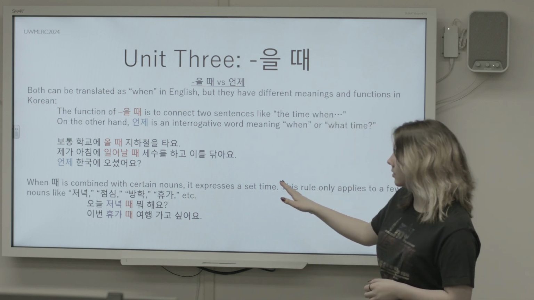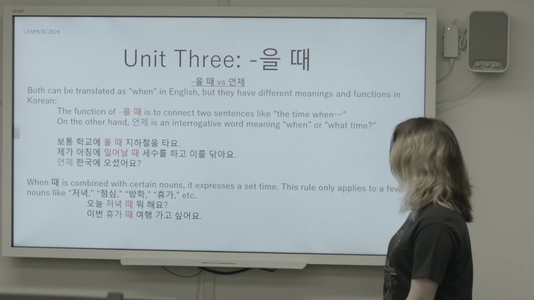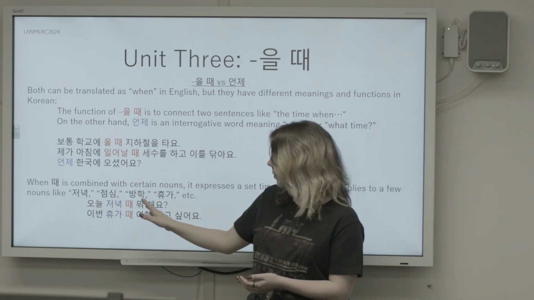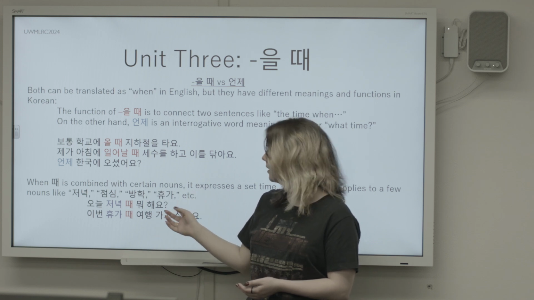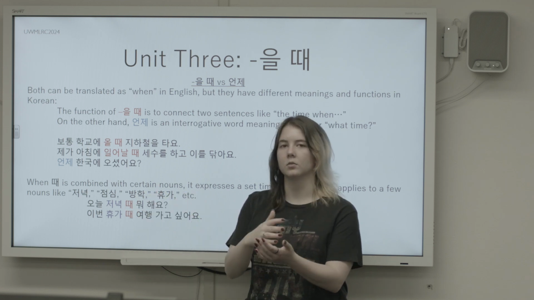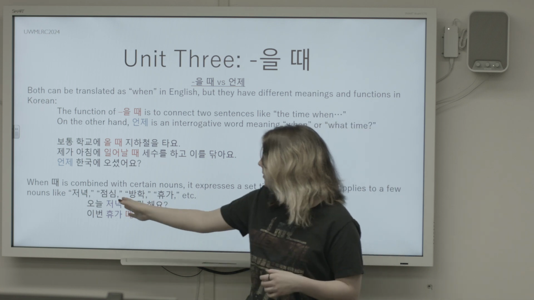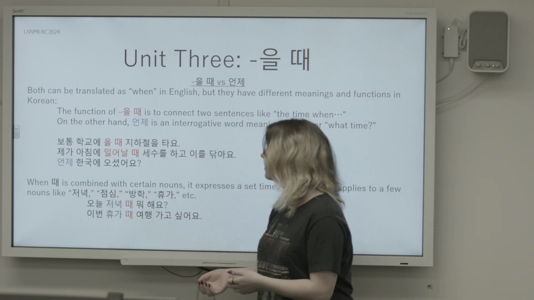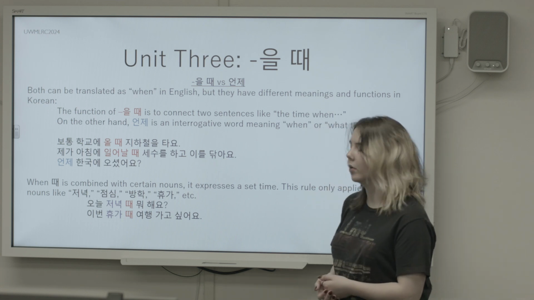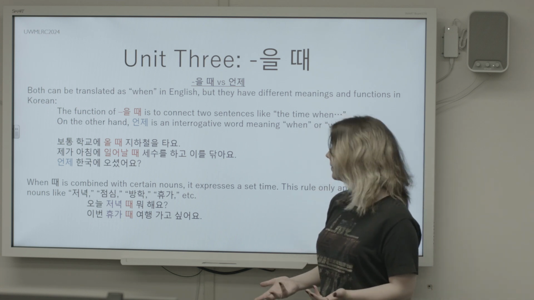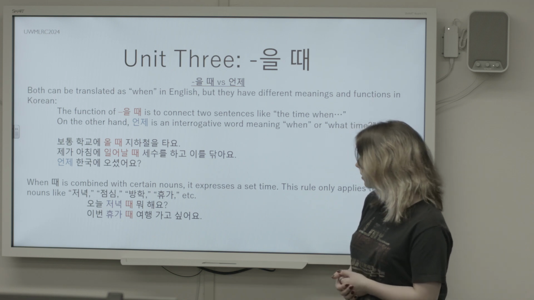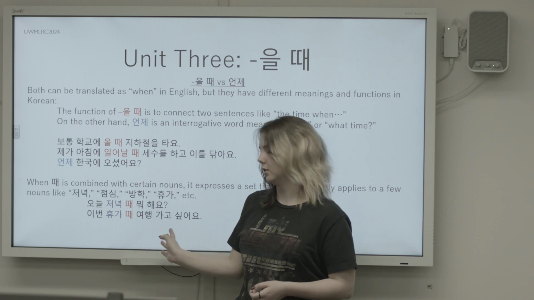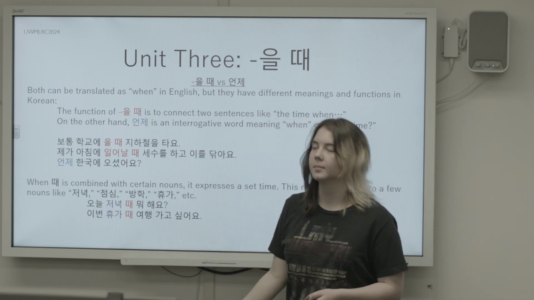When 때 is combined with certain nouns, it expresses a set time. This rule only applies to a few nouns like 저녁, 점심, 방학, 휴가. 휴가 is vacation, 방학 is like school vacation, 점심, lunch time, 저녁, like evening, dinner time-ish. 오늘 저녁 때 뭐해요? What are you doing this evening? 이번 휴가 때 여행 가고 싶어요. This vacation, during this vacation time, I want to go on a trip.